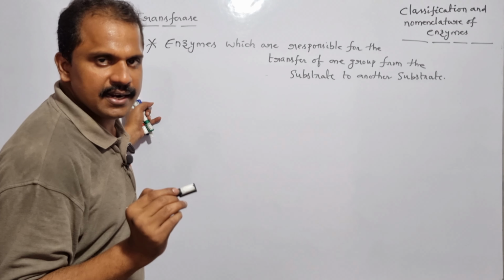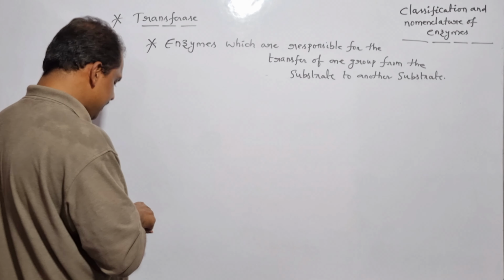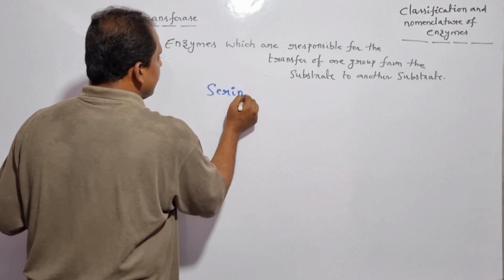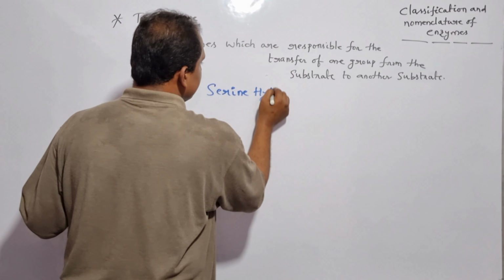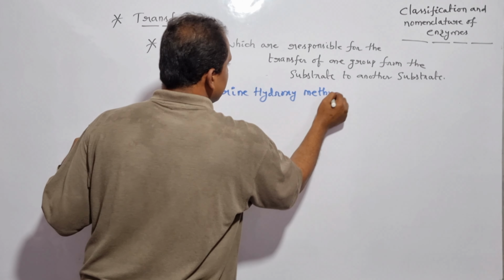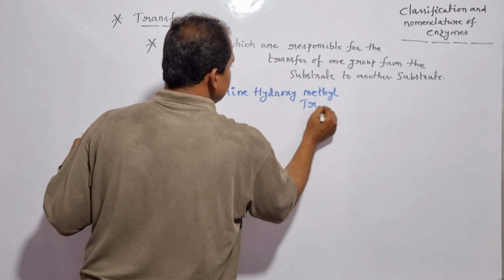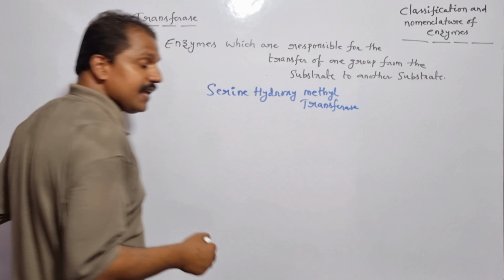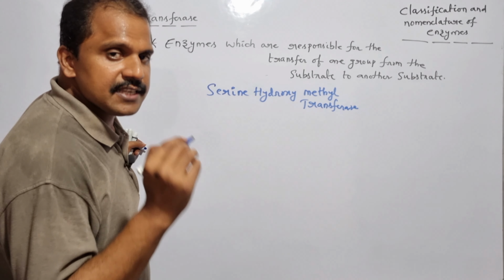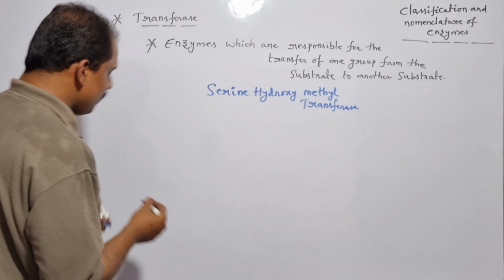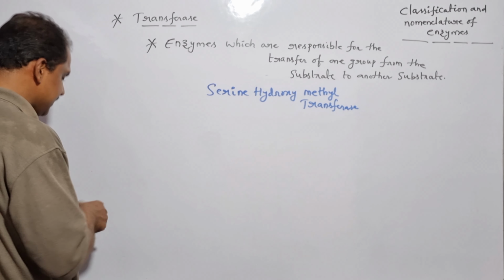Serine hydroxymethyl transferase. So let me write it here. Serine hydroxymethyl transferase. Here the serine hydroxymethyl transferase takes the advantage of a specific substrate termed as tetrahydrofolate. Is it clear? So if you look at the chemical reaction, easily we can understand.